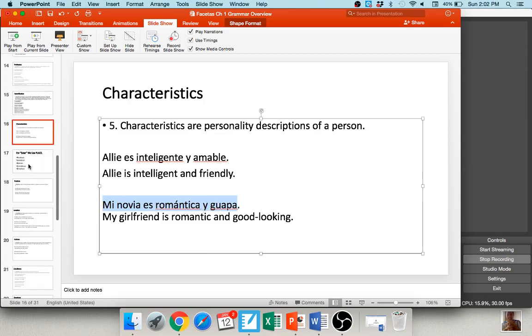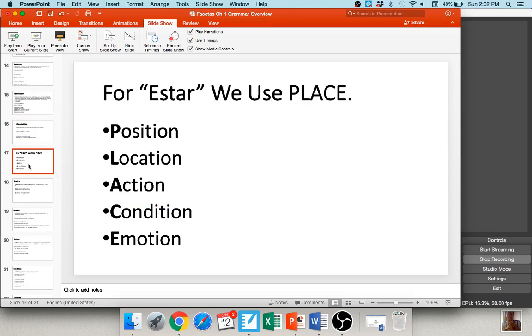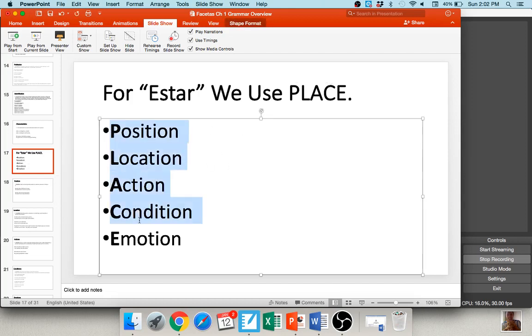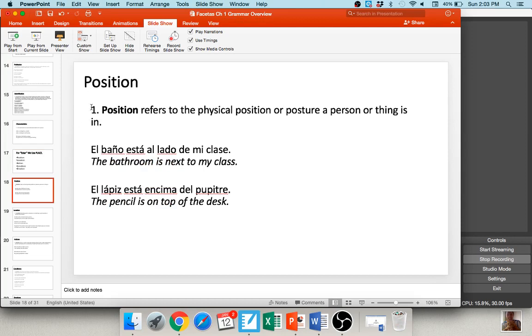Okay? So we use topic when referring to ser. We use estar when referring to place. Okay? So you have the acronym place, which stands for position, location, action, condition, and emotion. When we talk about something's position, el baño está al lado de mi clase.